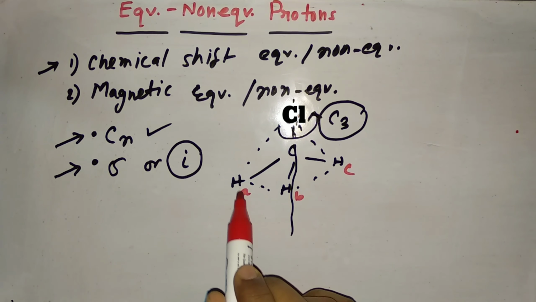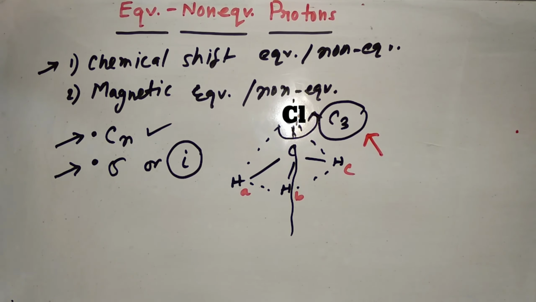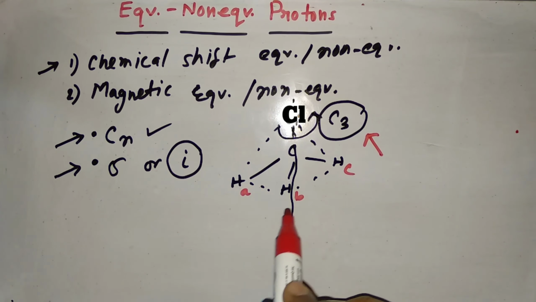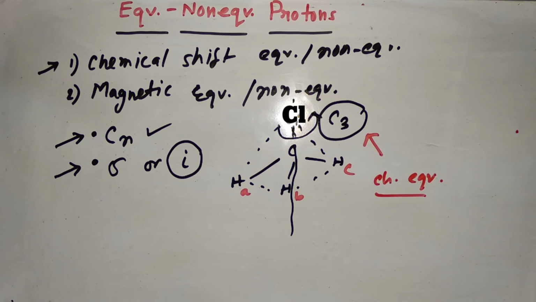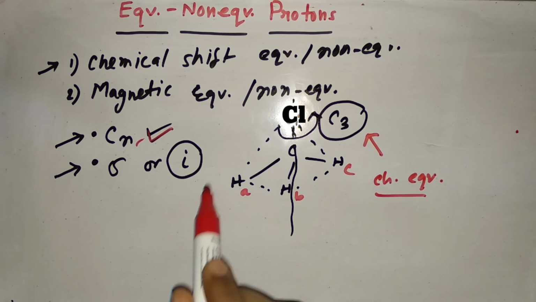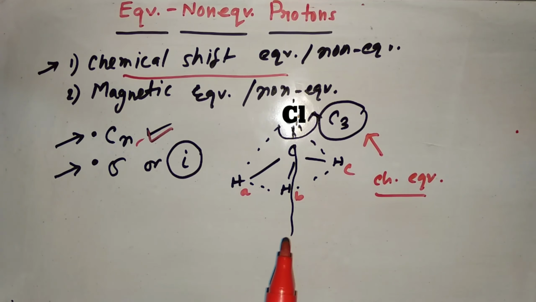So these hydrogens can interchange their positions by applying the C3 axis, and the overall symmetry of the molecule is the same before and after rotation. That is why, by the operation of C3, we will say HA, HB and HC are chemically equivalent. After rotation, that is, applying Cn, we get the 3 protons that are chemically equivalent. So we will say that chemical shift equivalency is present right here.